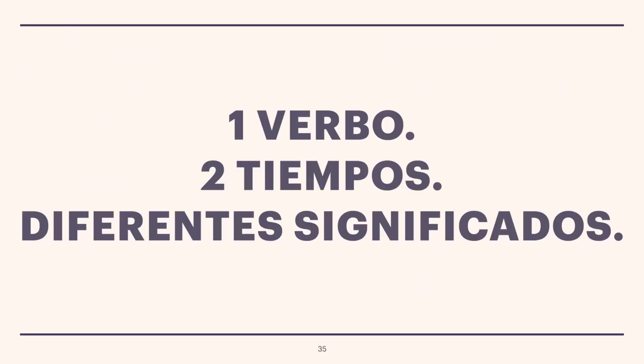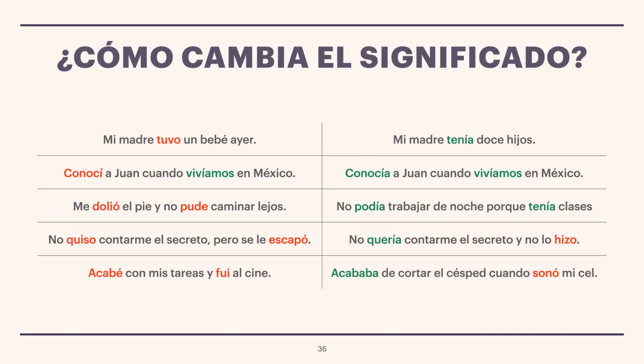Ok, ahora vamos a ver un mismo verbo en 2 tiempos pasados con diferentes significados. Dun, dun, dun. ¿Cómo cambia el significado según el tiempo que escojan usar? Aquí tenemos 5 ejemplos de verbos que cambian su significado según el tiempo que indiquen. El verbo tener. Mi madre tuvo un bebé ayer versus mi madre tenía 12 hijos. So, tuvo, tener en el pretérito tiene otro significado que tener en el imperfecto.